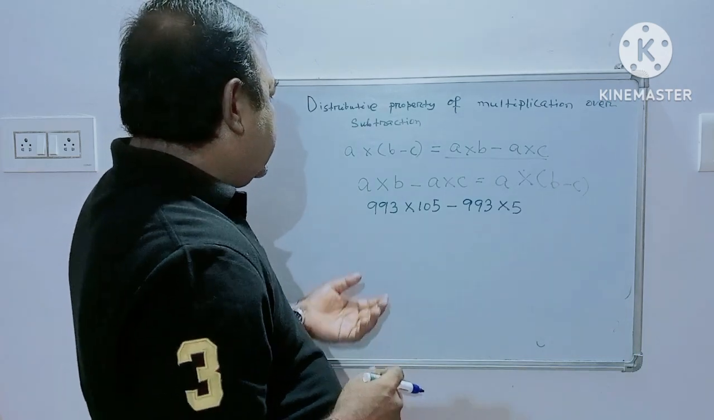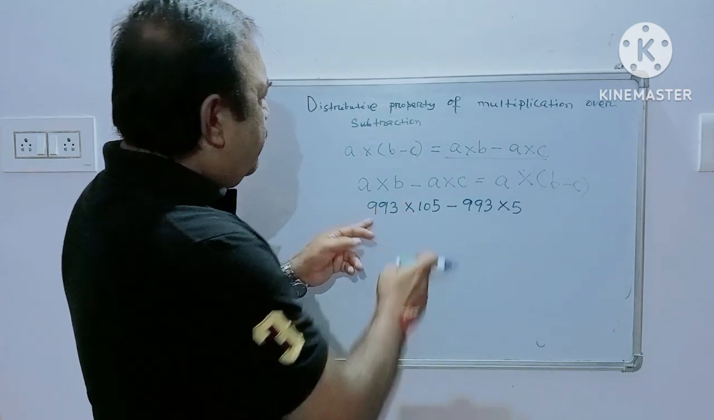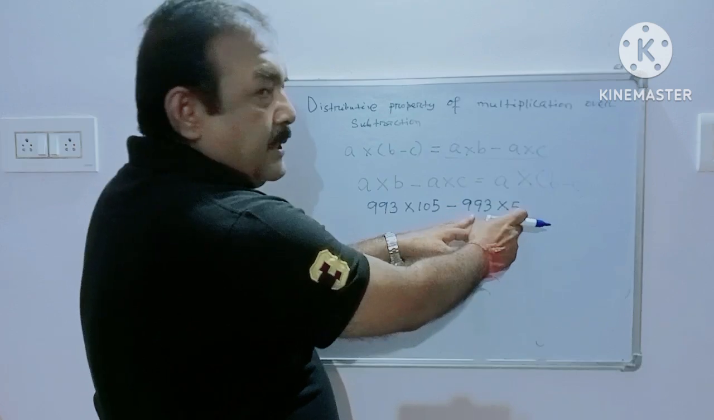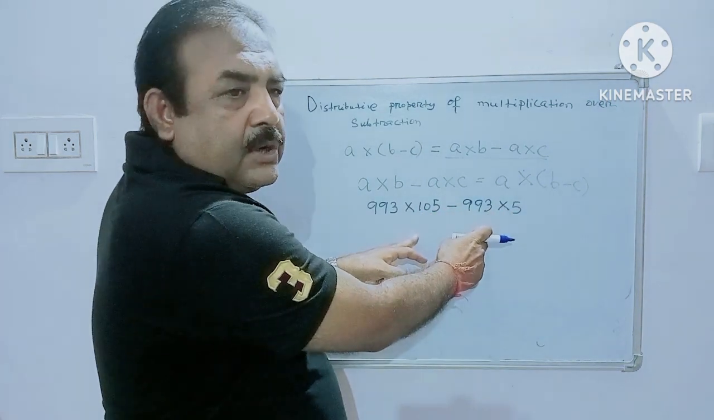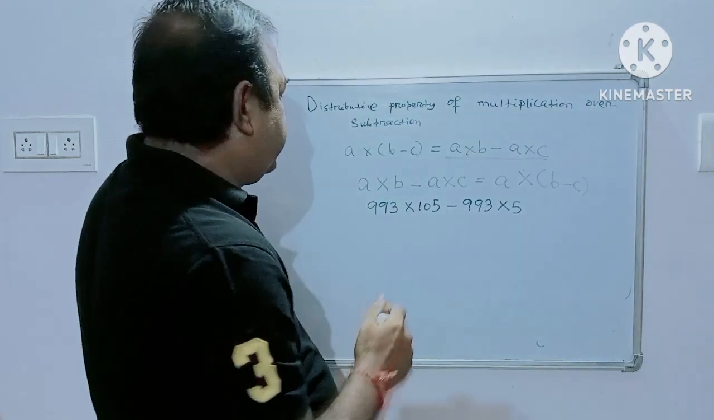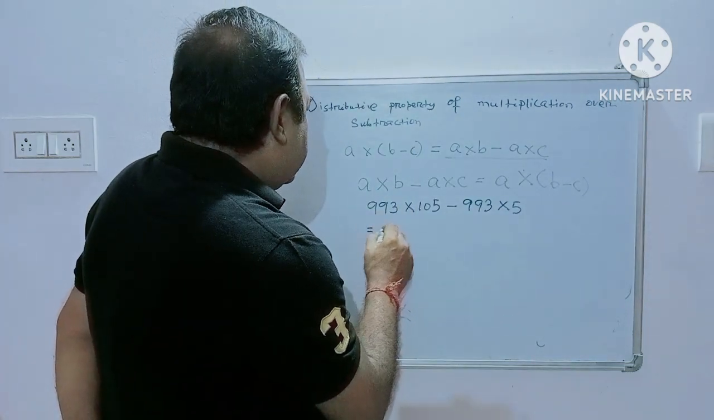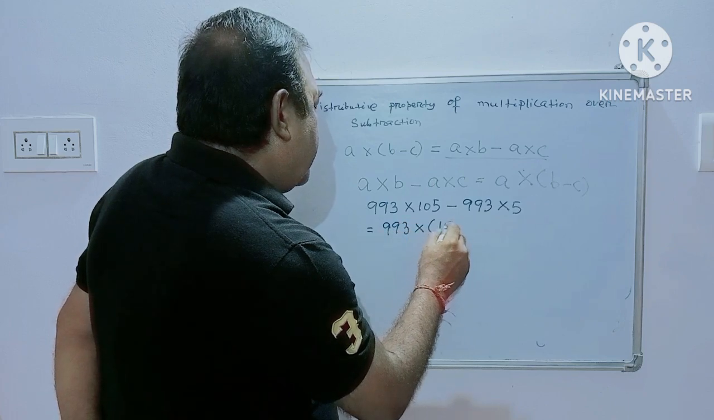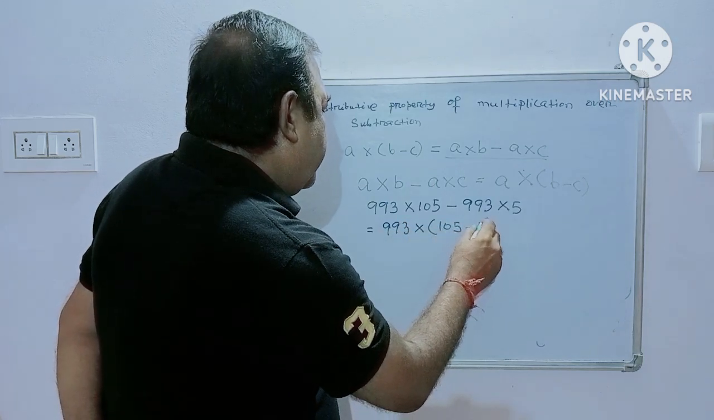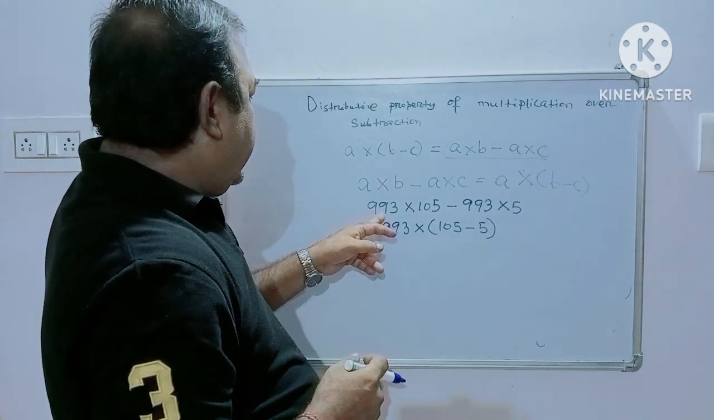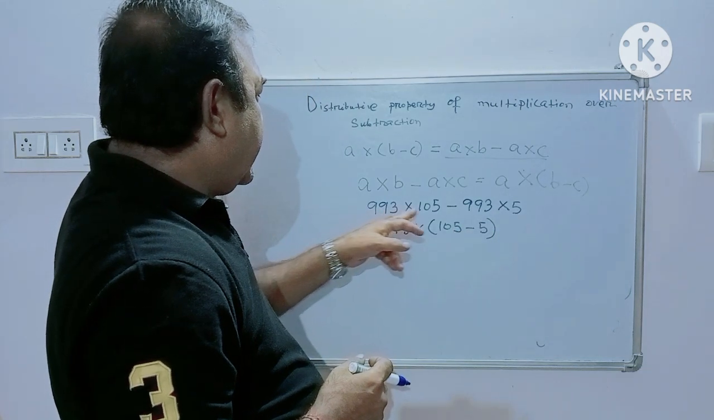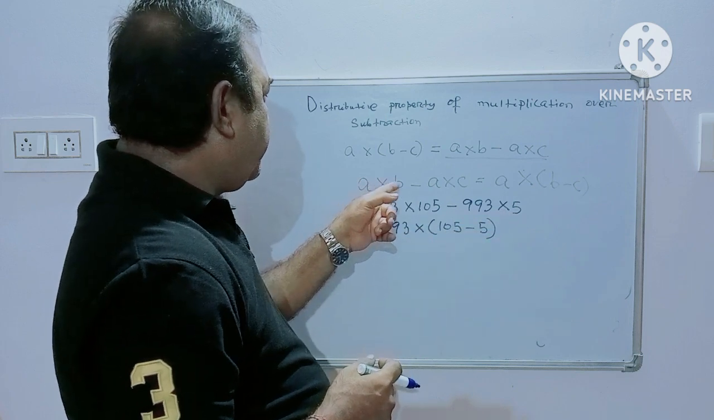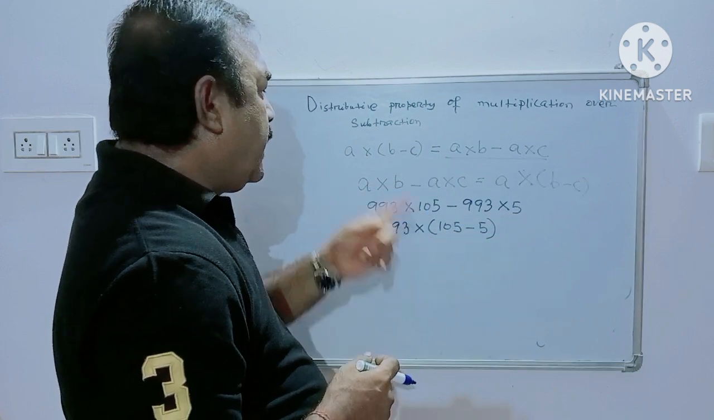In this case, there is no need of multiplying these two integers, then multiplying these integers, then subtracting. Do not do this. Use this property. How? That is equal to 993 into (105 minus 5). A is equal to 993, B is 105 and C is 5. You see, A into B minus A into C is A into (B minus C).